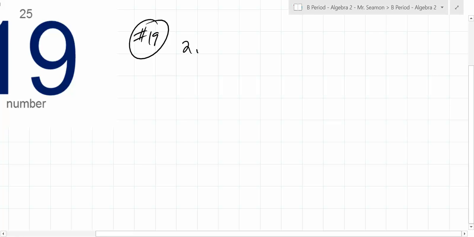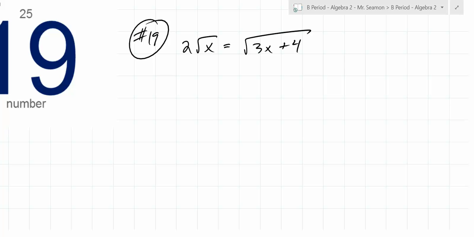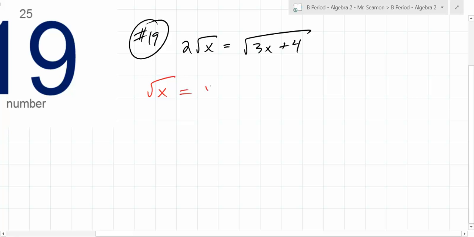So 2 root x is equal to 3x plus 4. What could you do at this point if you wanted to? The square root is already isolated, you could divide by 2, but I'm going to show you something a little different this time. Either way, let's do it this way first. You like the denominator, that's totally fine.